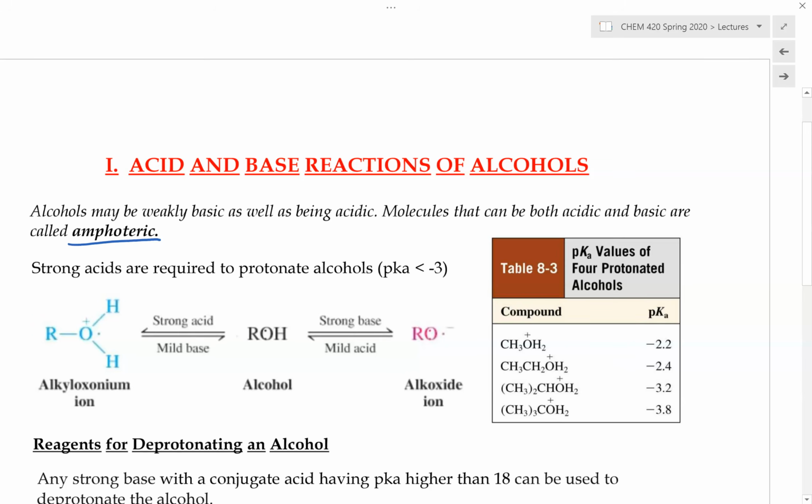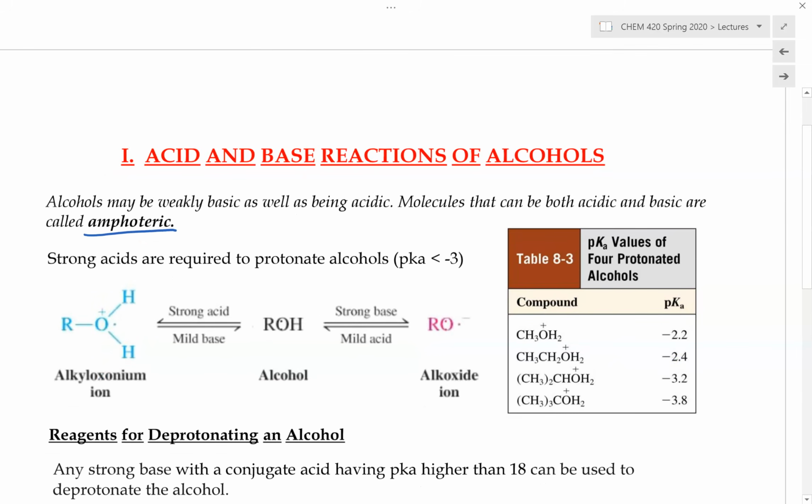Hi, in this lecture video, I'll be discussing the acid and base reactions of alcohol. So to quickly recall, we can see that alcohols are weak acids and weak bases, so they can behave as both. And substances that can behave as both an acid and a base are referred to as amphoteric substances.